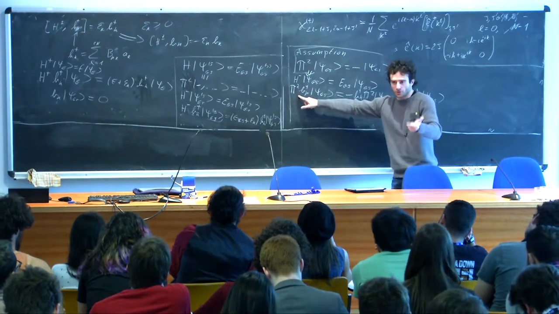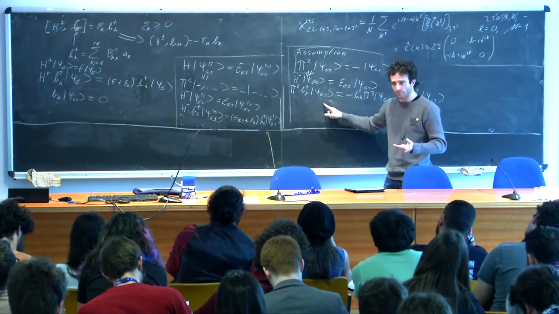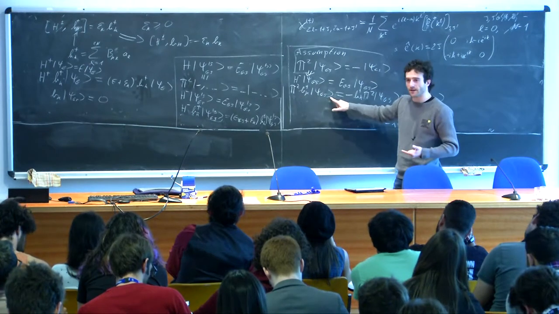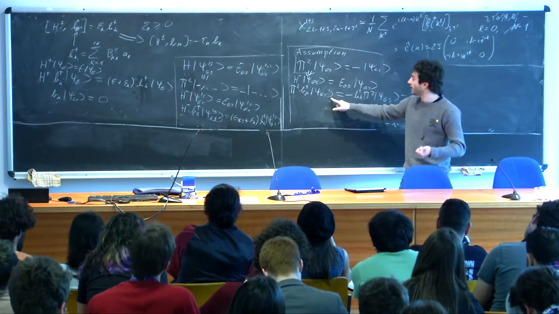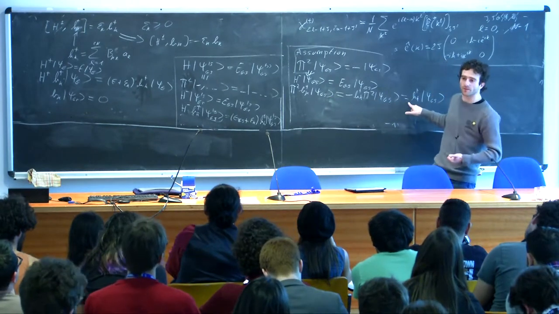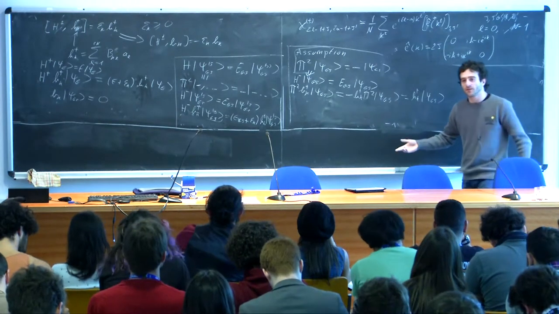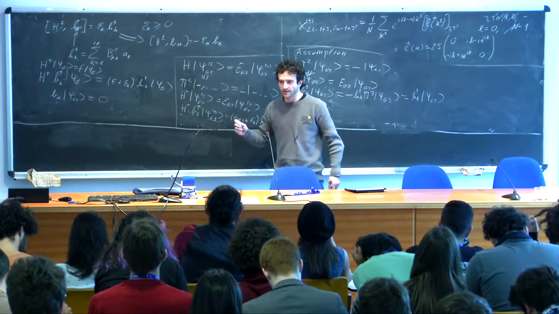So we should check it. We assume the ground state is in this sector, and now I apply pi z to the new eigenstate and see whether I find minus 1. Unfortunately, I don't find minus 1. I find plus 1. So the excitation is in the wrong sector. While this is an excitation of H minus, it is not an excitation of H.